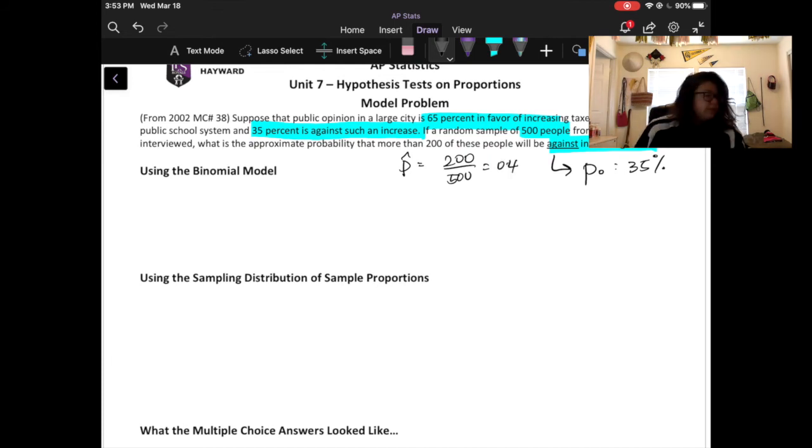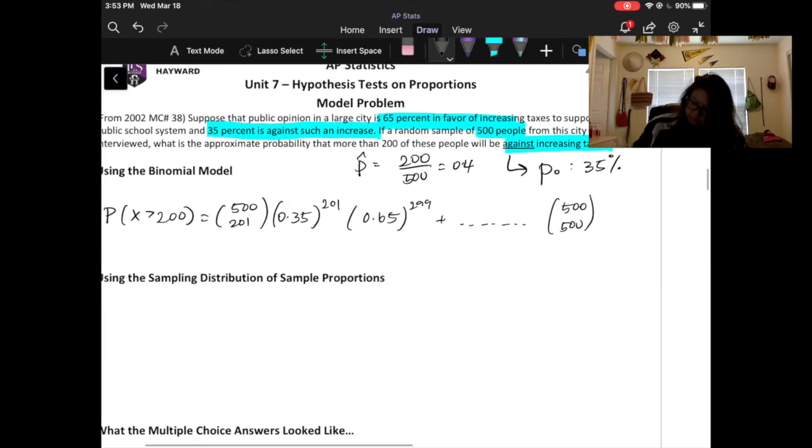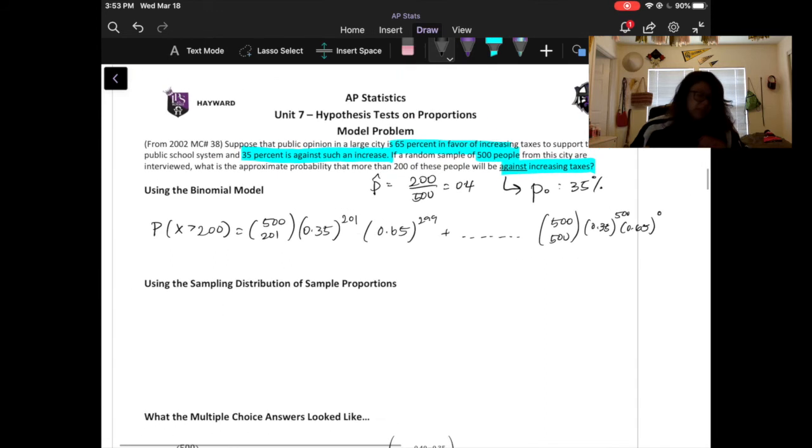Okay. So first, using the binomial model, we want P of x greater than 200, which means that we're doing 500 choose 201 times 0.35 to the power of 201 times 0.65 to the power of 299, plus all the way up until 500 choose 500 times 0.35 to the power of 500 times 0.65 to the power of 0. That's too much work. This is going to take us way too long to do, even in our calculators.